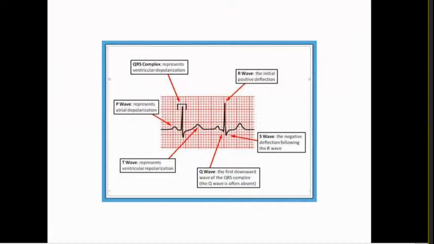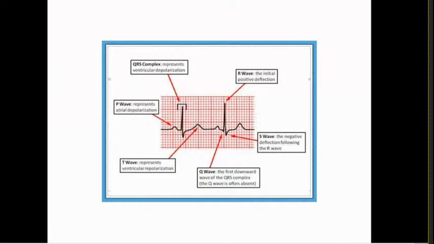At the second rhythm, we are obtaining the Q value. The first down wave of the QRS complex is the Q value. That is the Q wave. Then the R wave is the initial positive deflection. The S value is a negative deflection. The R value is the positive deflection, and the S value is the negative deflection. It's a very, very important thing.